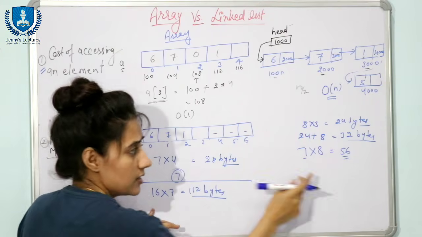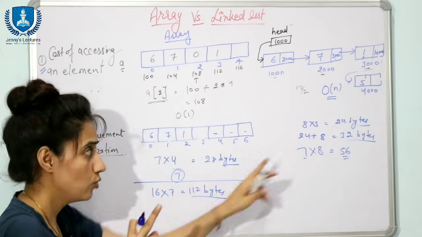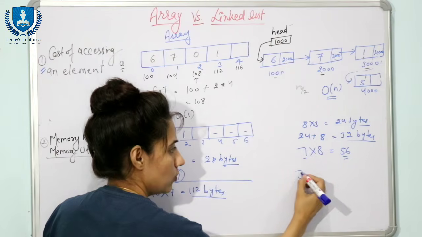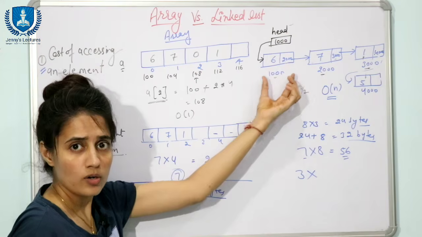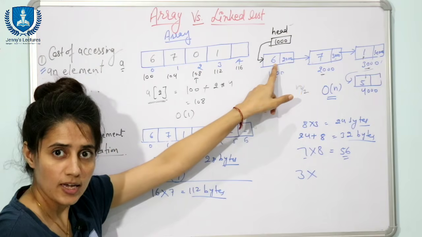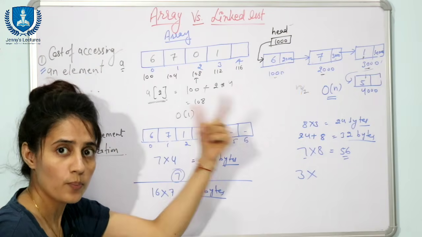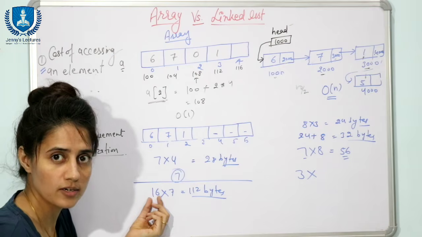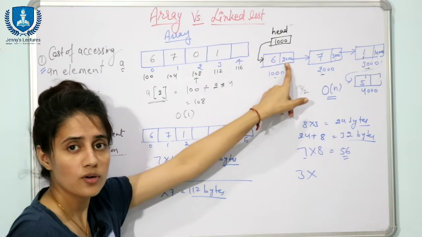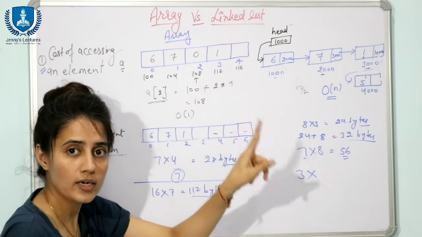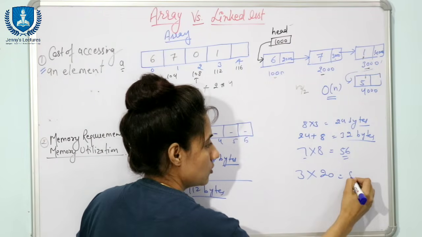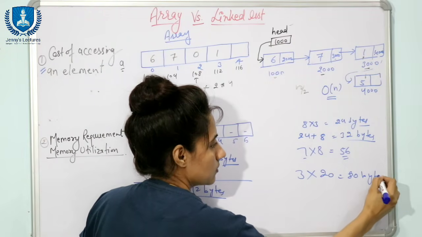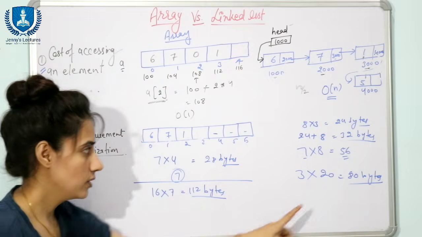Now in case of linked list, if you want to create only 3 nodes, not 4 nodes, only 3 nodes, fine, and for one node size is what? 16 for this data type, because we are going to take a complex data type of 16 bytes, 16 plus 4 for storing the address, 20. Each node is going to take 20 bytes. So 3 into 20, that is only 60 bytes. Now see, this is very efficient.